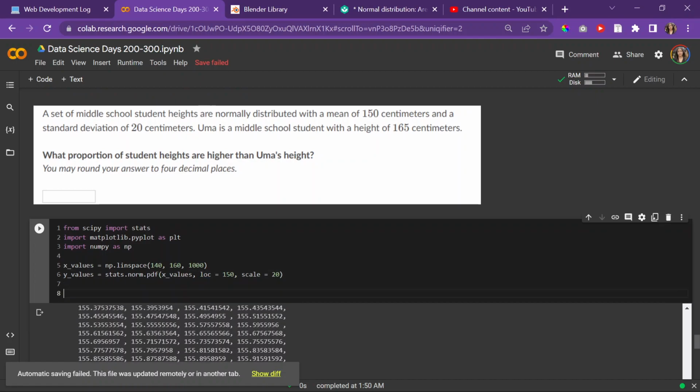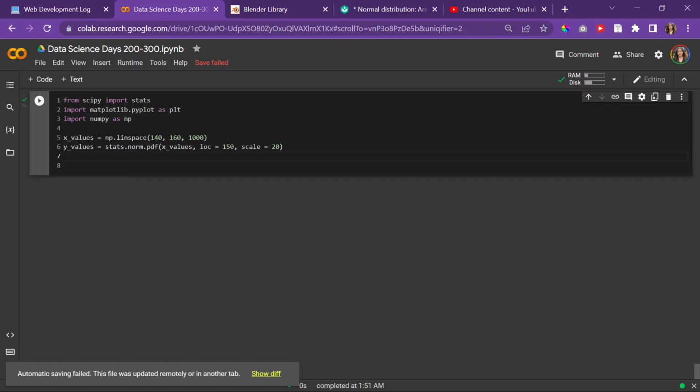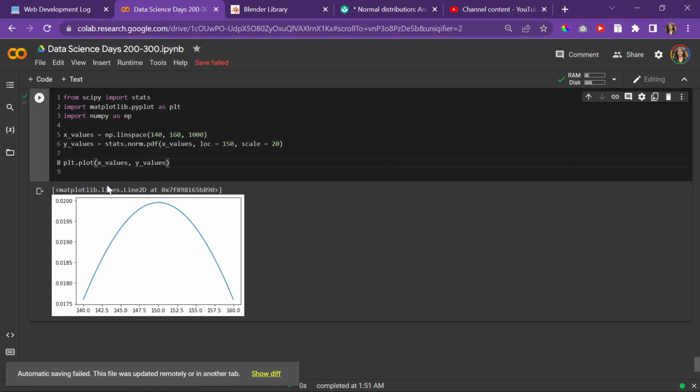If you run this, it's not going to give you anything because you set them as variables. Now I'm going to plot. I'm going to do plt.plot, and plt is matplotlib. We just imported it as plt, so we don't have to write matplotlib.pyplot.plot. That's a lot. So we're going to plot our x values and our y values, and let's see what that looks like.